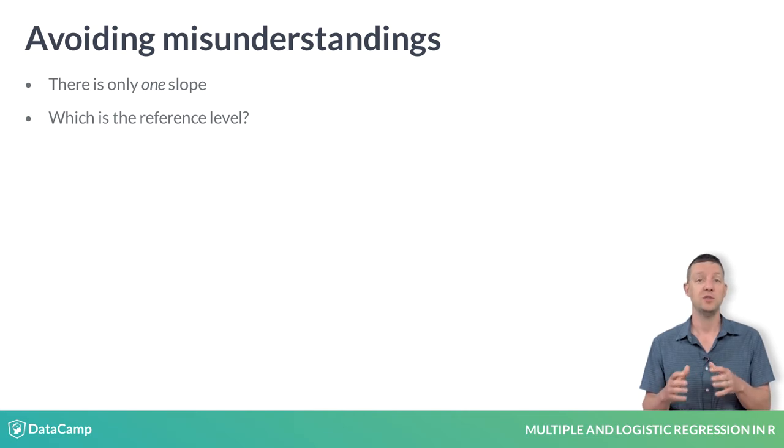Second, pay careful attention to the reference level of your categorical variables. Every factor in R has a reference level, which you can set, but by default, it's the first level alphabetically. Third, units are important. Every coefficient has units that relate to the units of the response variable. Intercepts are in the same units as the response variable, and slope coefficients are in the units of the response per unit of the explanatory variable.